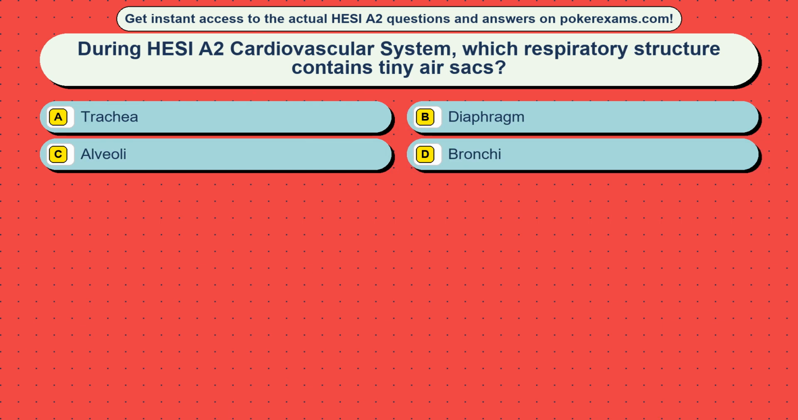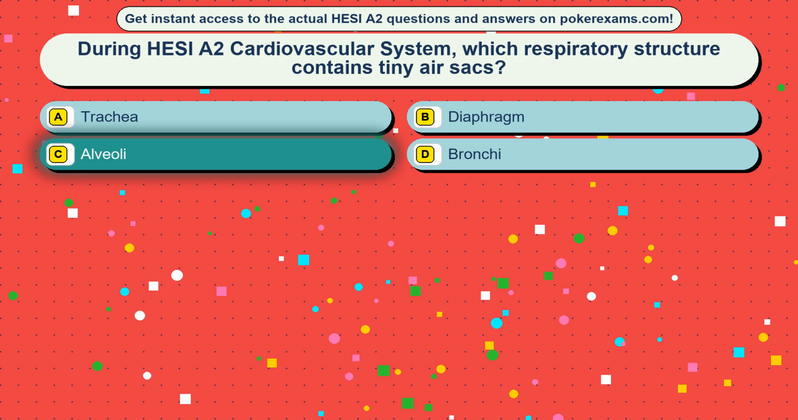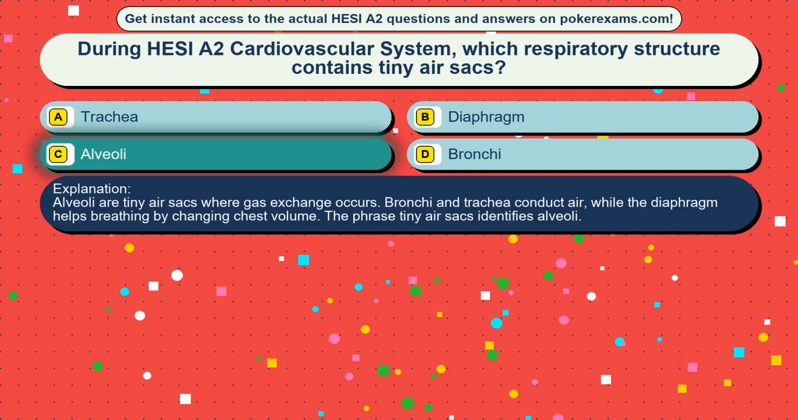Question 11. During HESI A2 cardiovascular system, which respiratory structure contains tiny sacs? Option A, trachea; option B, diaphragm; option C, alveoli; option D, bronchi. The correct answer is option C, alveoli. Alveoli are tiny air sacs where gas exchange occurs. Bronchi and trachea conduct air, while the diaphragm helps breathing by changing chest volume. The phrase tiny air sacs identifies alveoli.